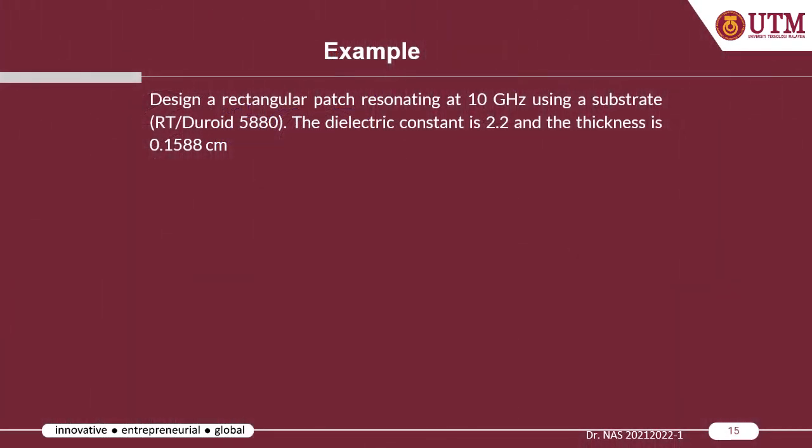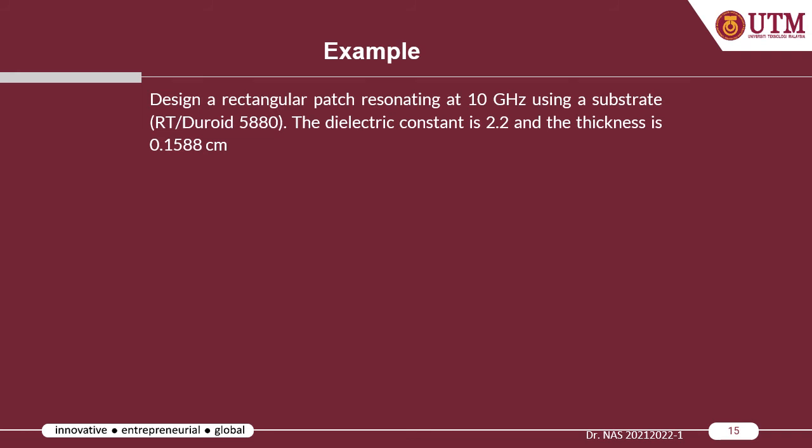Okay, let's have a look at an example. Design a rectangular patch resonating at 10 GHz using a substrate of RT Duroid 5880. The dielectric constant of the substrate is 2.2 and the thickness is 0.1588 cm. Alright, so in order to solve this, you need to remember the steps. The first one is to determine W, the width of the patch.